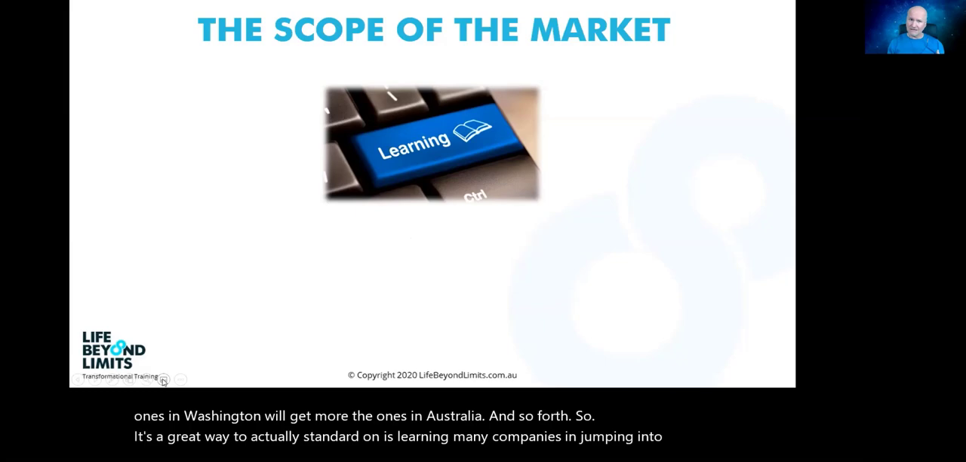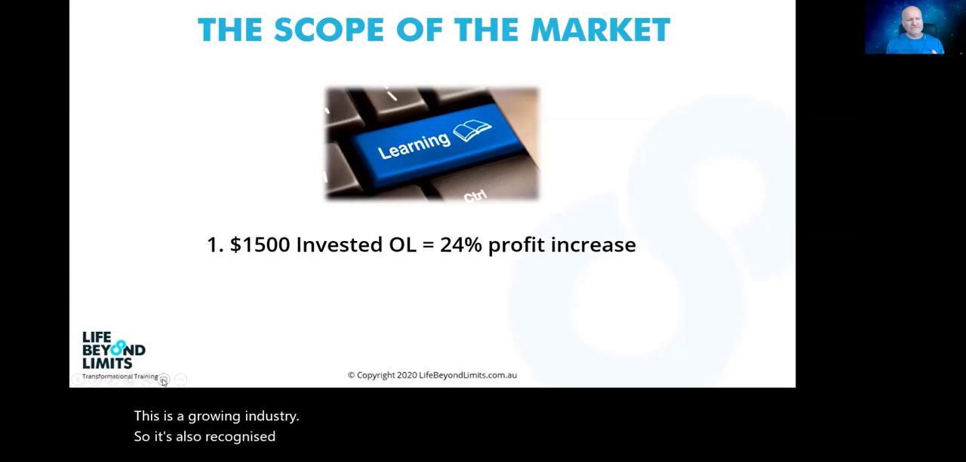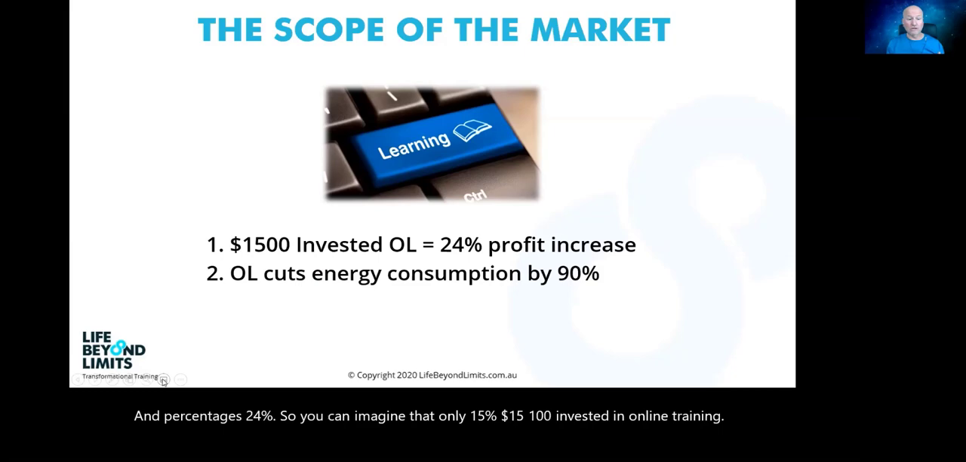So this is a growing industry. It's also recognized that around $1,500 invested in online has an effect on the profit line of 24%. So only $1,500 invested in online training can increase their profit massively. There's a big case for online training.